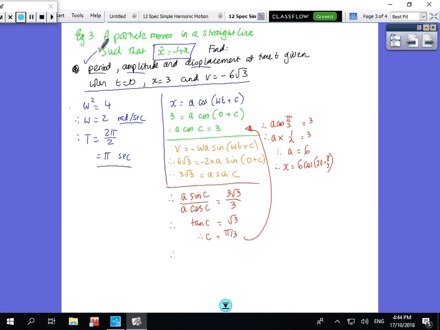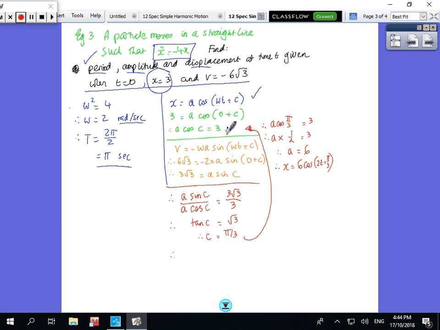Now the rest of it is a little bit harder. Okay, so I've got the formula for displacement, and then I put in the numbers I do know. So I know x is 3 when time equals 0, so I end up with this first formula in green. So I get a cos c equals 3, but I can't do anything more because I don't know what a is and I don't know what c is.